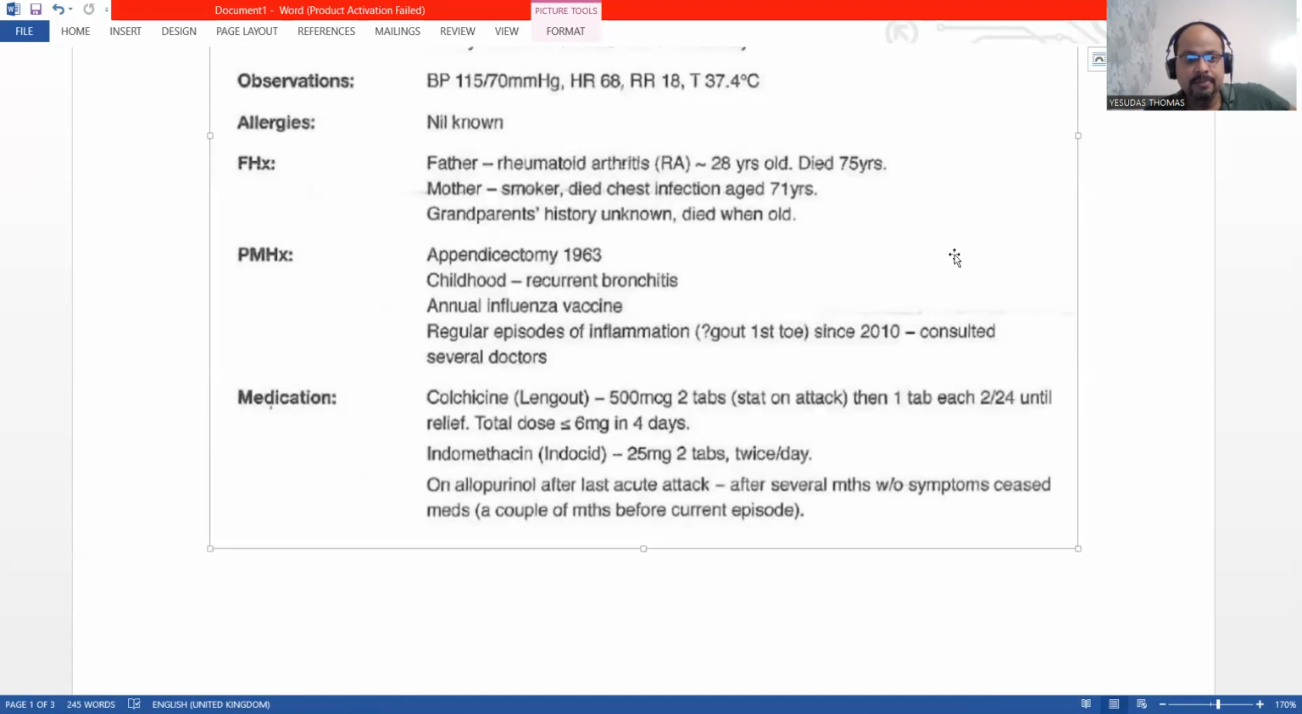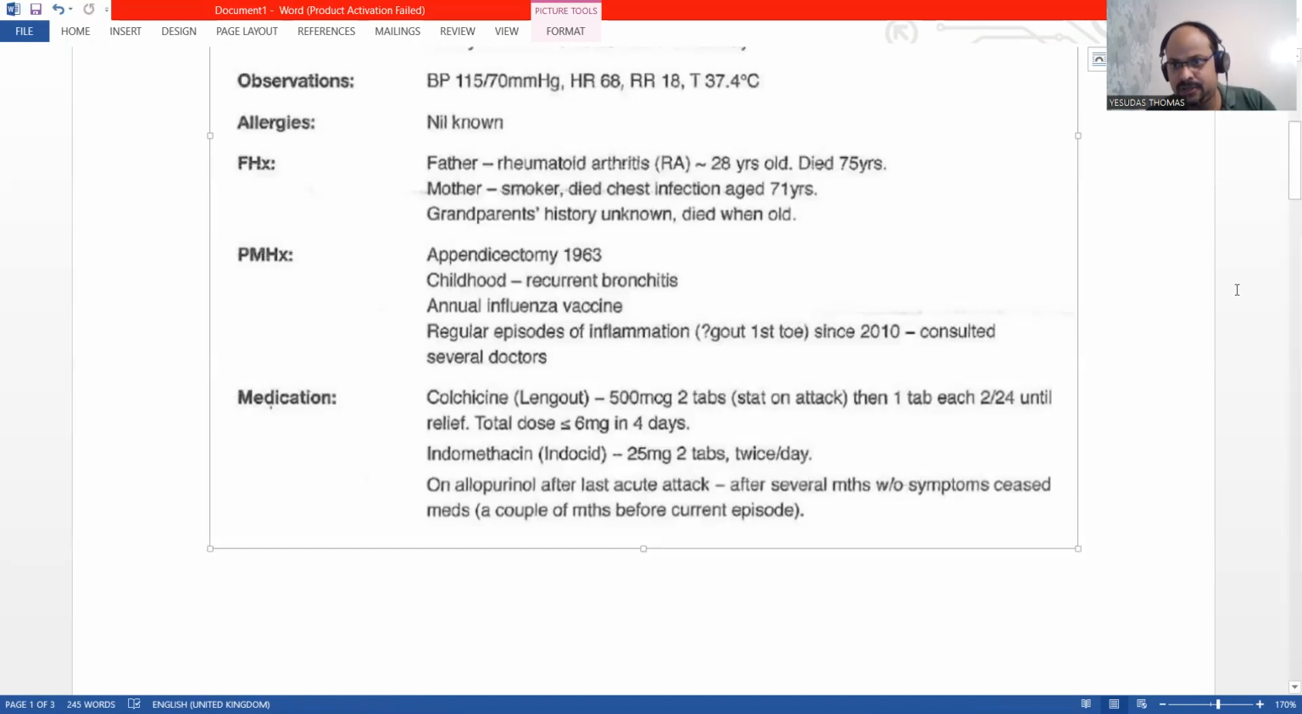Now, regarding the patient's past medical history, we have the last thing important here, that's regular episodes of inflammation. Query gout first toe. Since 2010 consulted several doctors. Now it is 2014, I think so, around 4 years he has been consulting doctors for the treatment of this inflammation in the first toe of his left leg. So this is something which is relevant.